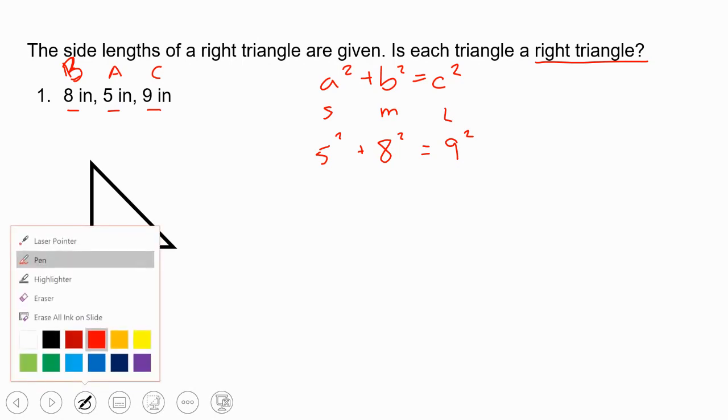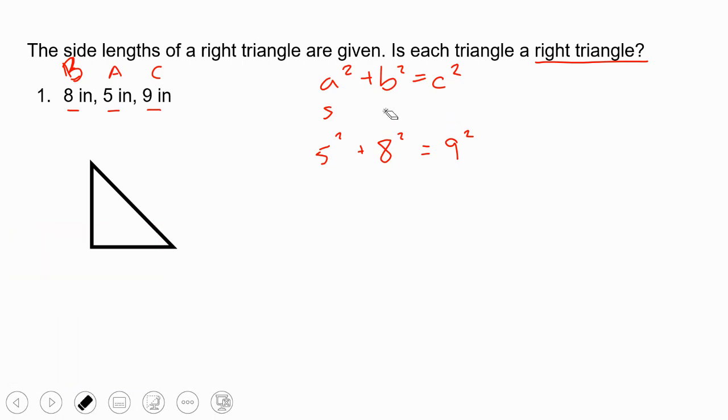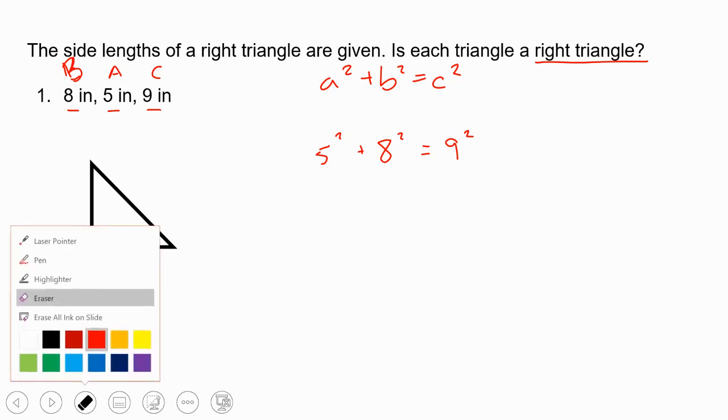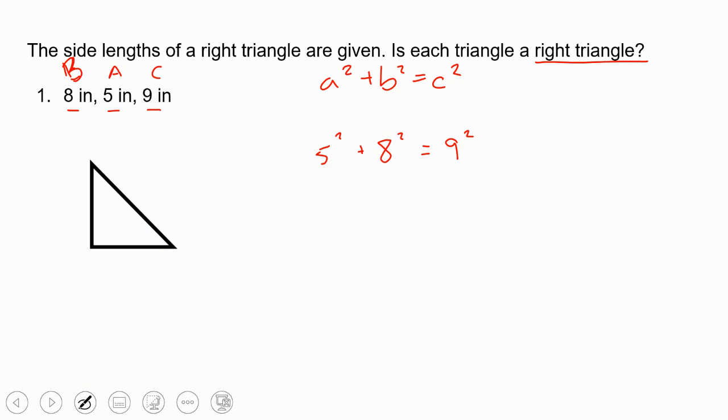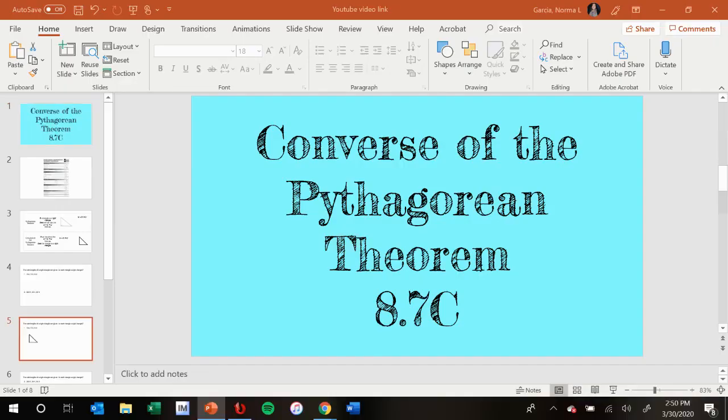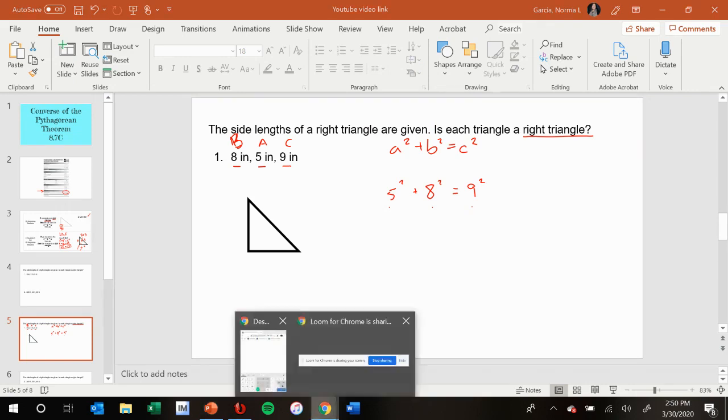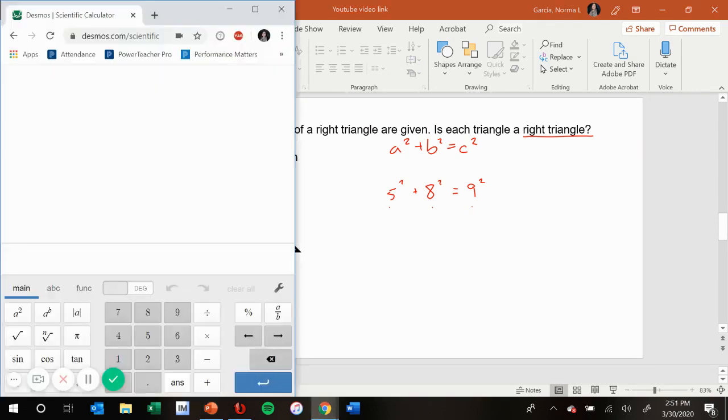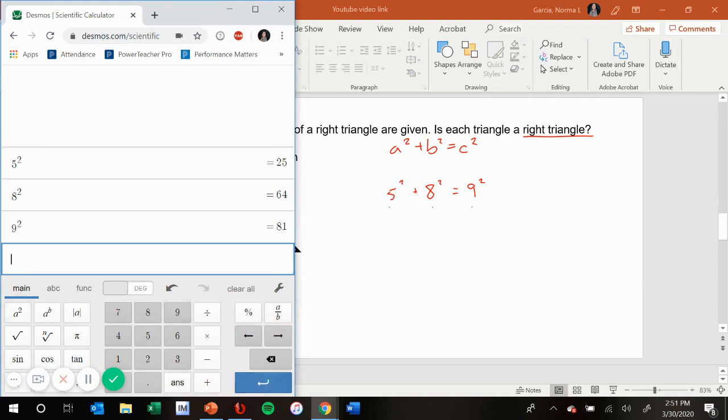So let me erase this here. Now, what I'm going to do is take each one of these into my calculator to solve for each one of these here. So I'm going to go to my Desmos calculator. I'm going to type in 5 squared. Okay, that gives me 25. 8 squared gives me 64. And then 9 squared gives me 81. Okay, so now I'm going to come back over here.